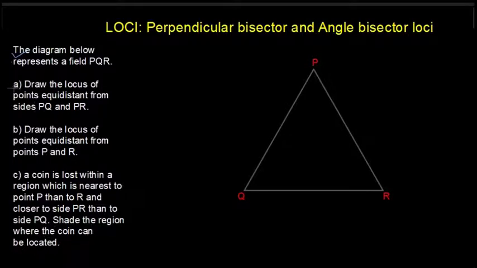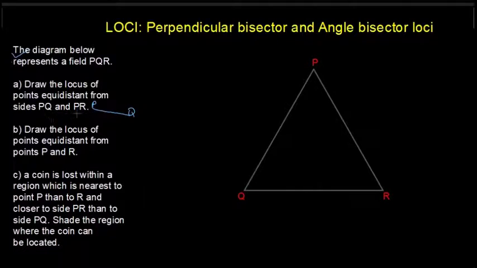So we will begin with part A, and the task here is identifying the type of locus that we have. The locus of points equidistant from sides PQ and PR. Equidistant simply means equal distance from PQ and PR. So here we have two line segments, line PQ and line PR. If we have PQ and PR, what can they form? That is the question we need to ask ourselves.